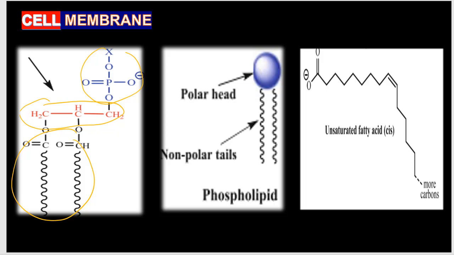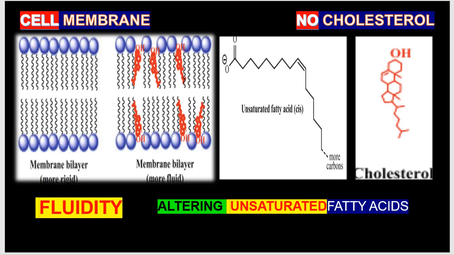The fatty acids are the hydrophobic ends and can be saturated or unsaturated. The unsaturated cis types are loosely packed and help in the fluidity of the membrane. Because bacteria need to adjust to changes in the surrounding temperature, they have to adjust the fluidity of the cell membrane. This is done by increasing and decreasing the amount of unsaturated fatty acids.